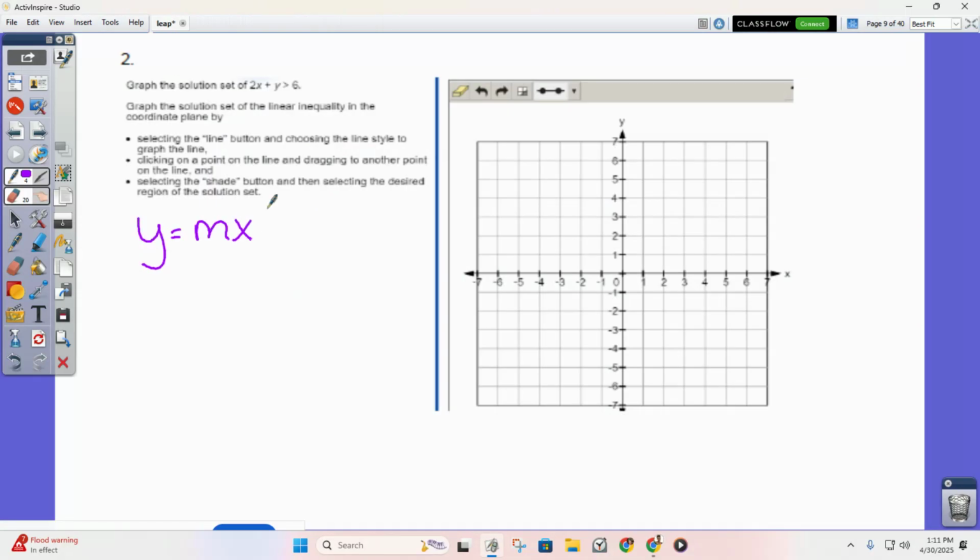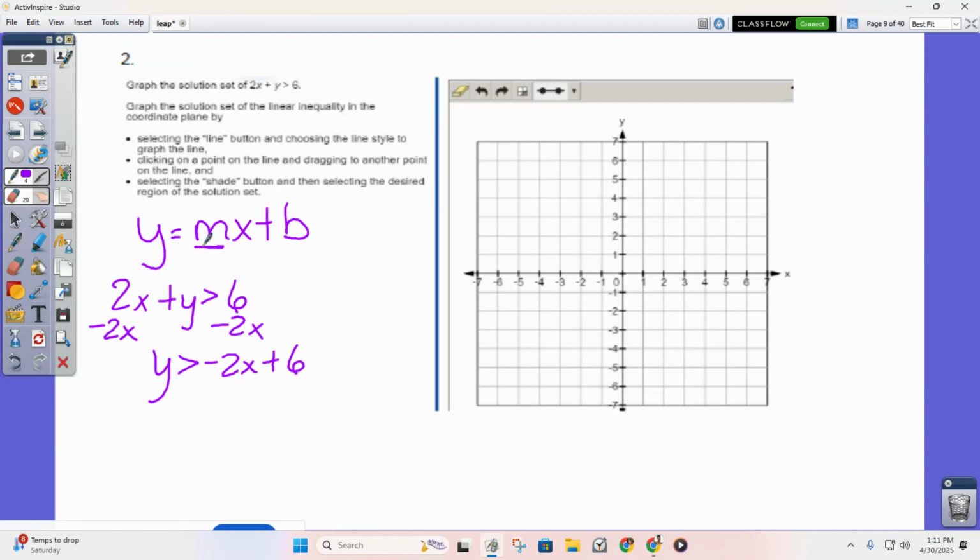Slope-intercept form is y equals mx plus b. So I need to rearrange the 2x plus y is greater than 6 so that the y is alone. I see that with the y, we're adding 2x. I'm going to subtract 2x from both sides. So y will be greater than -2x plus 6. My m is my slope. So the slope is -2, and I'm going to write that as a fraction.